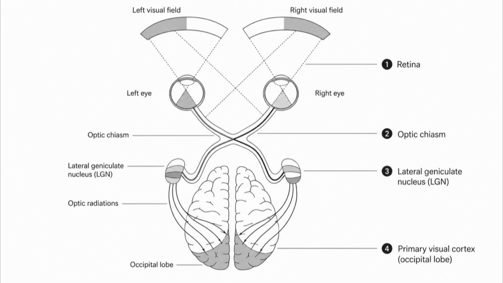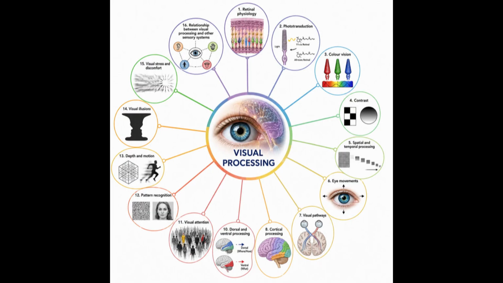During this course, we will progressively build that understanding. We will explore the optics of the eye, retinal physiology, phototransduction, color vision, contrast, spatial and temporal processing, eye movements, visual pathways, cortical processing, magnocellular and parvocellular systems, dorsal and ventral processing, visual attention, pattern recognition, depth and motion, visual illusions, visual stress and discomfort, and the relationship between visual processing and other sensory systems.